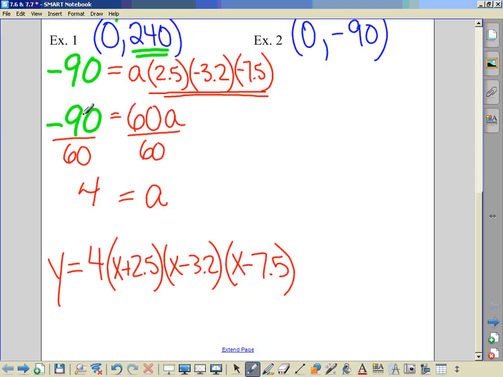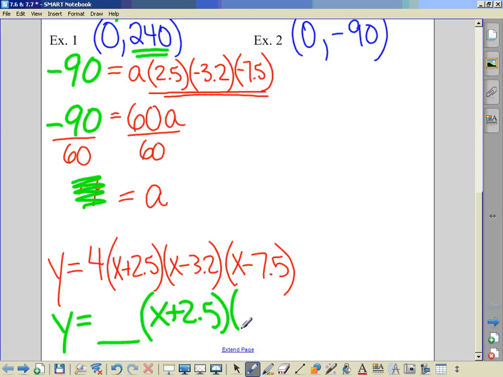0 went in for x. You're going to divide both sides by 60. You're going to get a new value for a. So example 2 will be y equals some number times x plus 2.5 times x minus 3.2 times x minus 7.5. So what I'd like you to do is graph this in y1, the red one in y1, and just make sure that you get the graph that you started with in example 1. And then go ahead and graph the other one. You can put it in y2 and check to see if you get the graph that we saw in example 2.